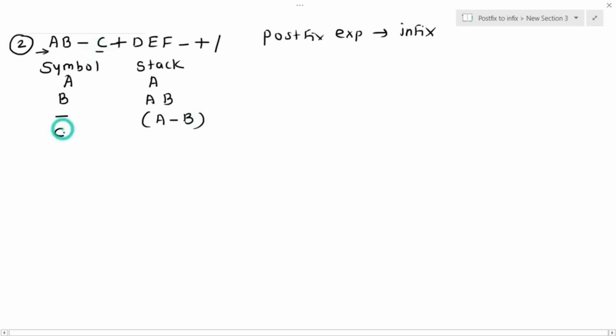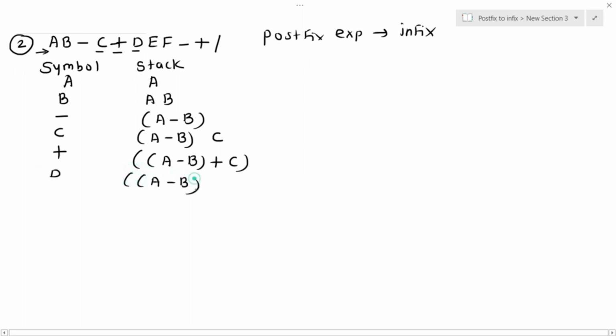Now it comes C. So first operand we have A minus B and the second one is C. Then it comes plus. So there are only two operands left. So write down A minus B plus C. Put the whole expression into bracket. Then the next one is D. So now we have first operand A minus B plus C. The second operand as D.